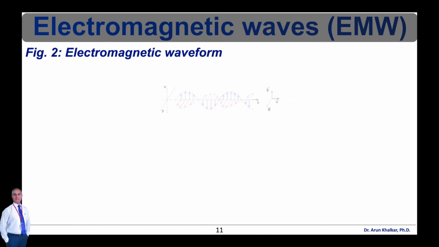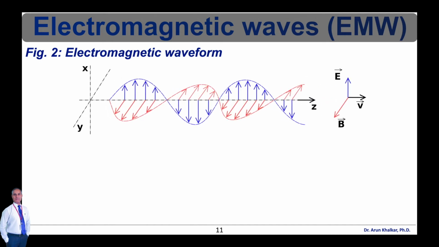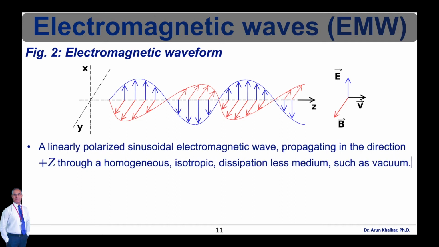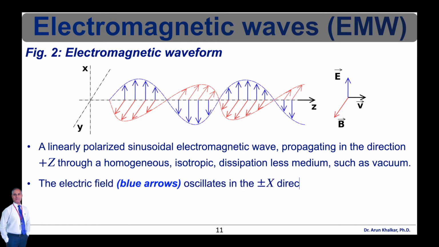The electromagnetic waveform is shown in this diagram. It shows a linearly polarized sinusoidal electromagnetic wave propagating in the positive z direction through a homogeneous isotropic dissipation-less medium such as a vacuum.